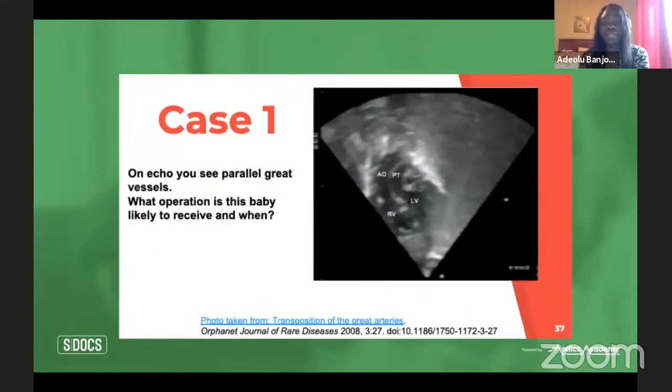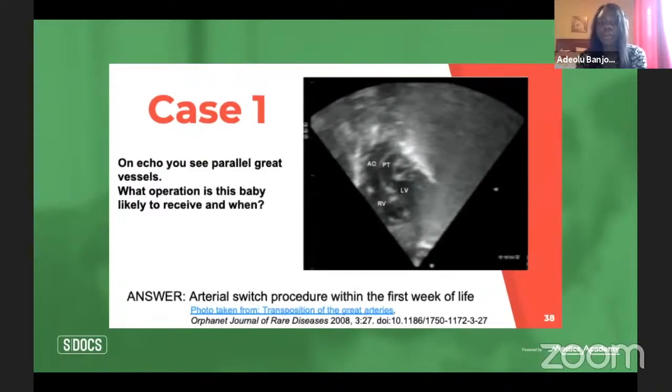Okay, so this is a continuation of that same case. You give your prostaglandins first, then you perform an echo, and on echo you see parallel great vessels. So the question is, what operation is this baby likely to receive and when? Parallel great vessels is a sign of a transposition, so transposition of the great arteries. And so the operation that this baby will need is an arterial switch procedure. And these occur in the first week of life. So basically, as soon as you can do the procedure, you tend to just do it. That's because these babies just won't do well before getting this procedure done.